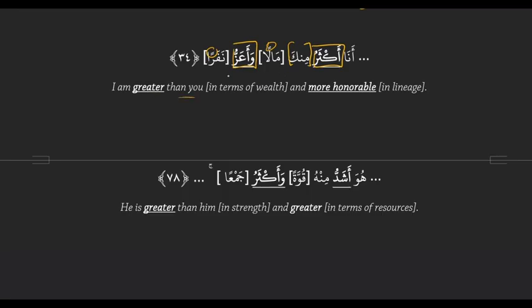And then we have malan translating as in terms of wealth, because that's the qualifier. And then a'azu nafara, more honorable, and the qualifier nafaran is translated as in terms of lineage, or as far as lineage goes. So my nobility over you is in my lineage, and my greatness over you is in terms of my wealth. So these are the qualifiers.